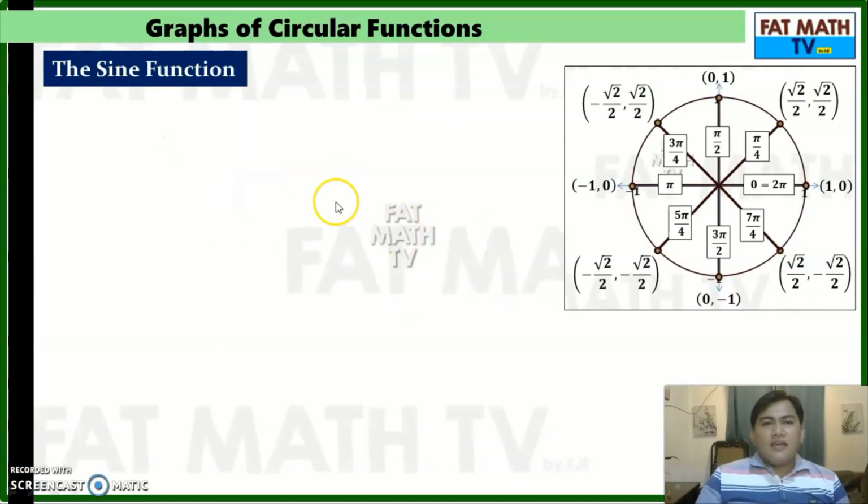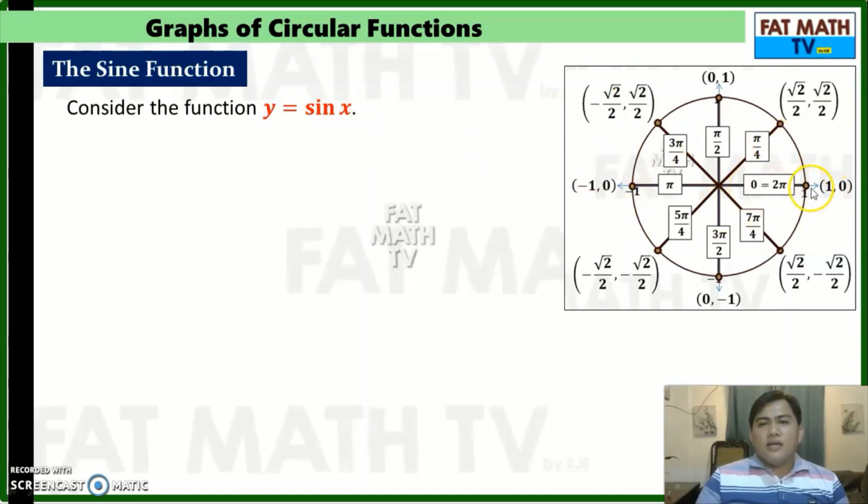Okay, so we will have here the sine function. So consider the function y equals sine x. In this function, if you can still remember, the sine of an angle, let's say for example this x is an angle, is the y coordinate of the terminal point on the unit circle. So sine is y in the unit circle.